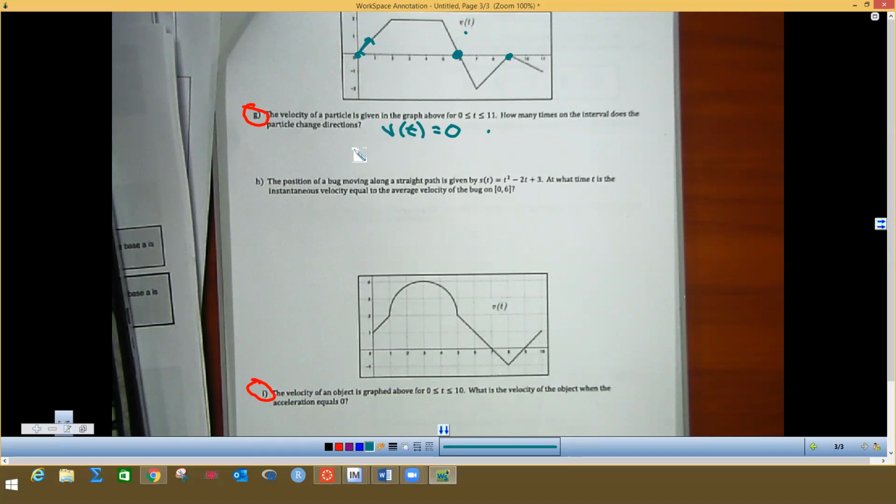So wait a second here. Velocity of a particle is given. Oh, it says how many times does it change direction? So it changes direction at t equals 6, but this one it's going left and continues to go left. Here it's going right the whole time. So it only changes direction once. Changes direction once at t equals 6. One time.